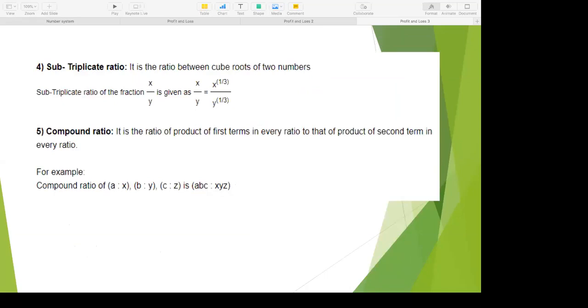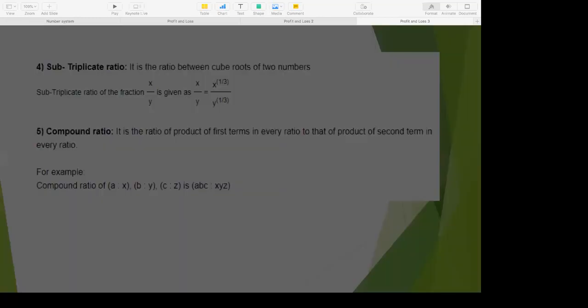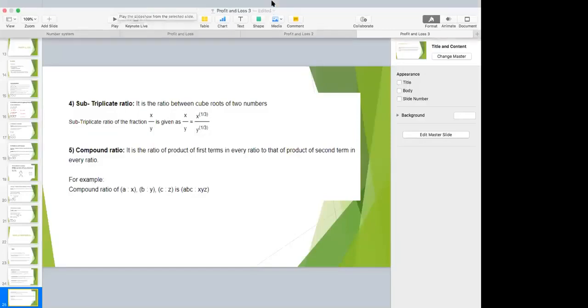Okay. And then we have compound ratio. Compound ratio, the definition says that it is the ratio of the product of first terms in every ratio to that of the product of second terms in every ratio. It might be difficult for you to understand the statement, the definition. So simply look at the example.